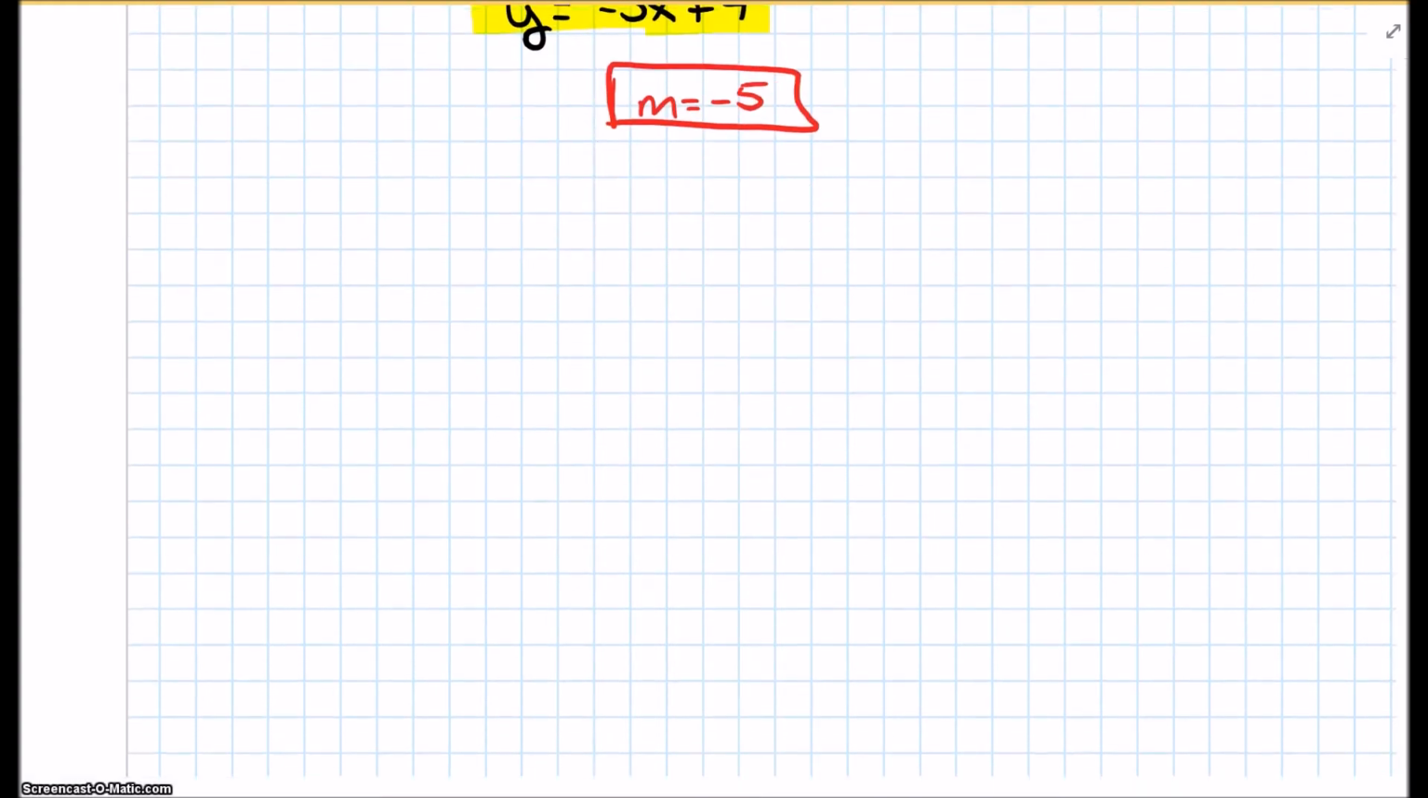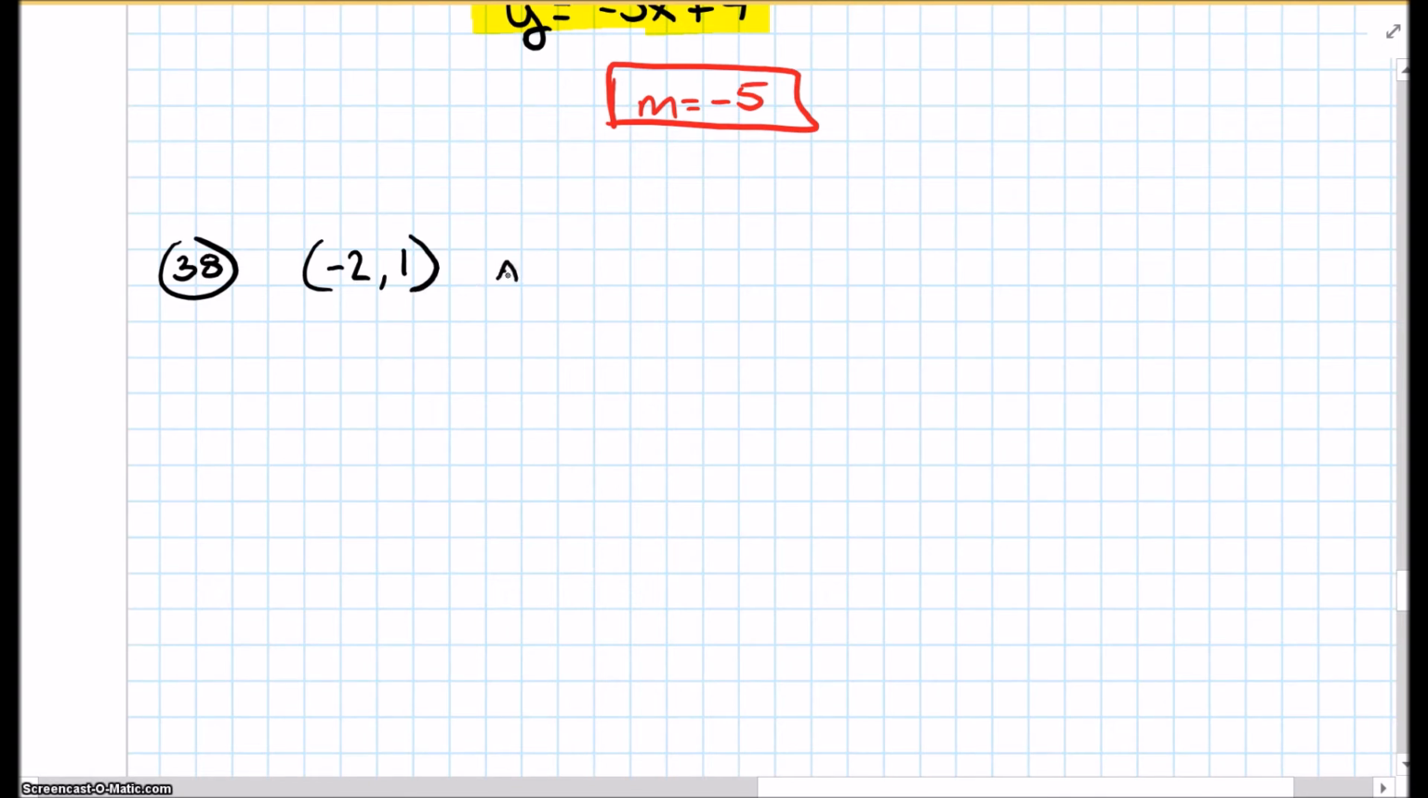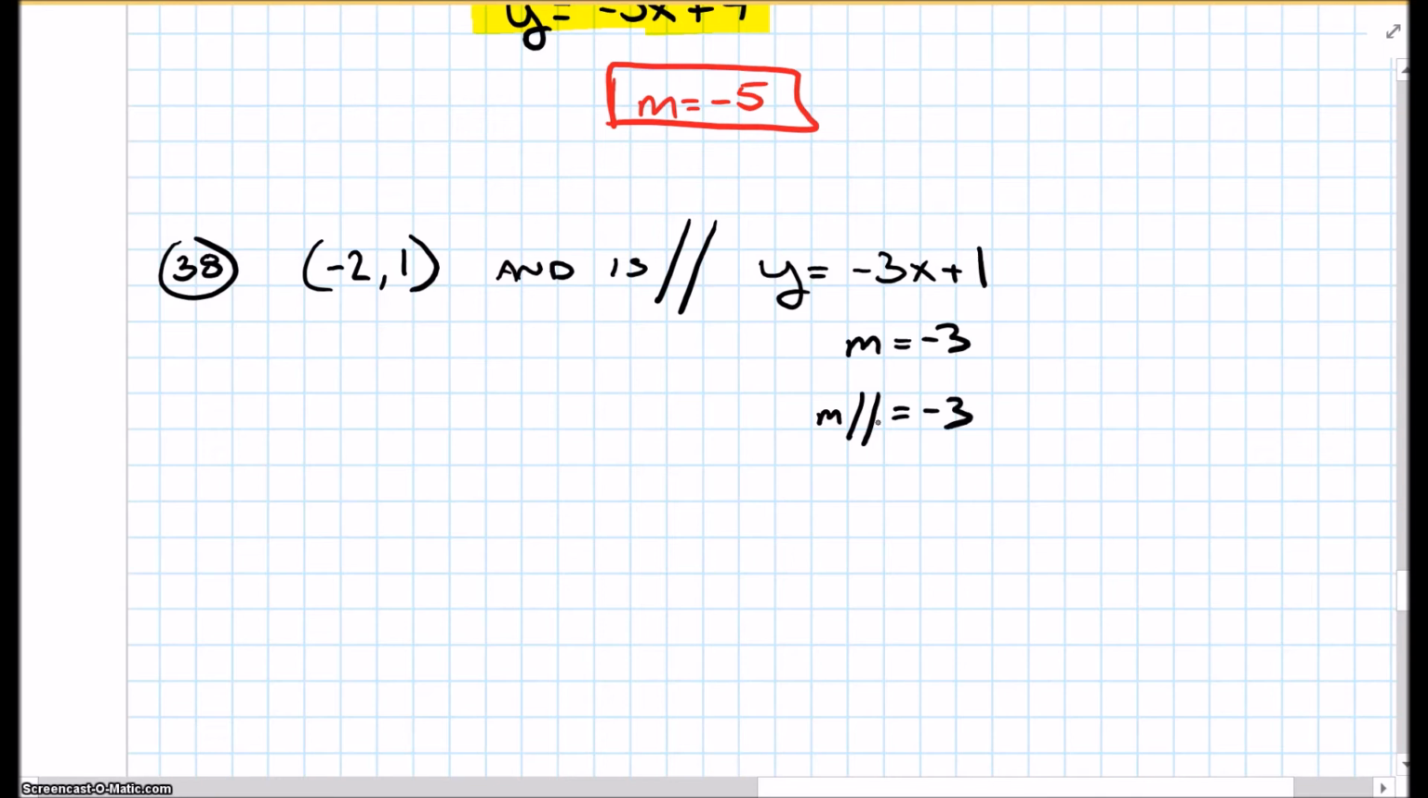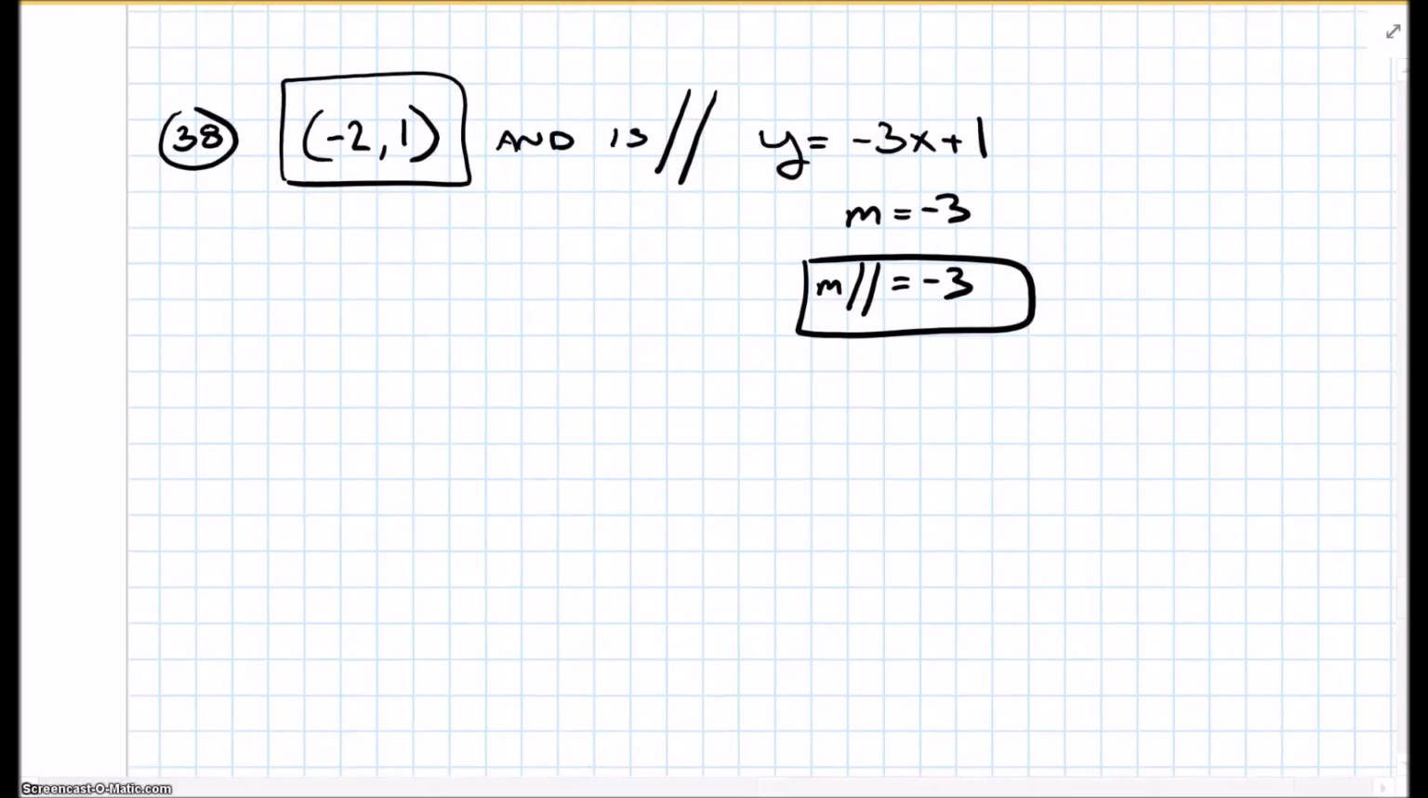Okay, 38. And we get a graph. Write an equation for each line and then graph. So it's going to go through point (-2, 1) and is parallel to this line, y equals negative 3x plus 1. So the slope of that line is negative 3. So the slope of a parallel line is also negative 3. So I have a slope and I have a point. So we can set up point slope form.